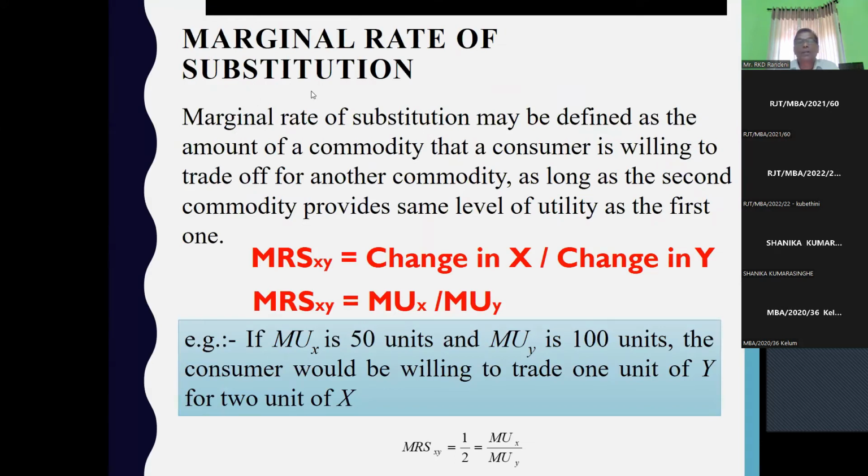The marginal rate of substitution may be defined as the amount of a commodity that the consumer is willing to trade off for another commodity, as long as the second commodity provides the same level of utility as the first one. These are the formulas: MRS of X and Y is the change in Y over the change in X, then MU X divided by MU Y, right? I will explain through the board.